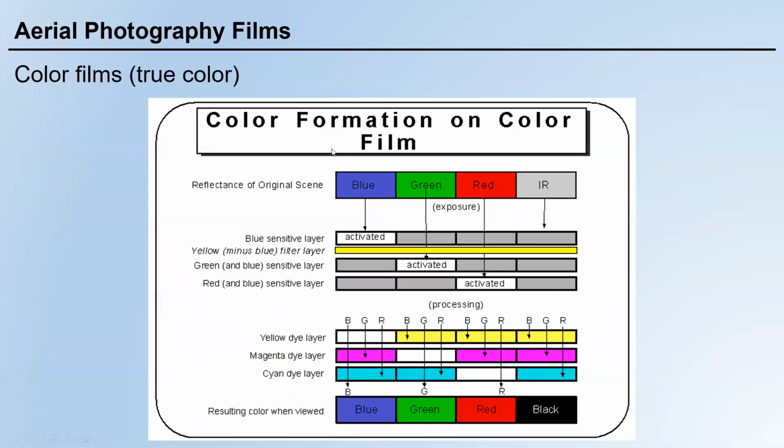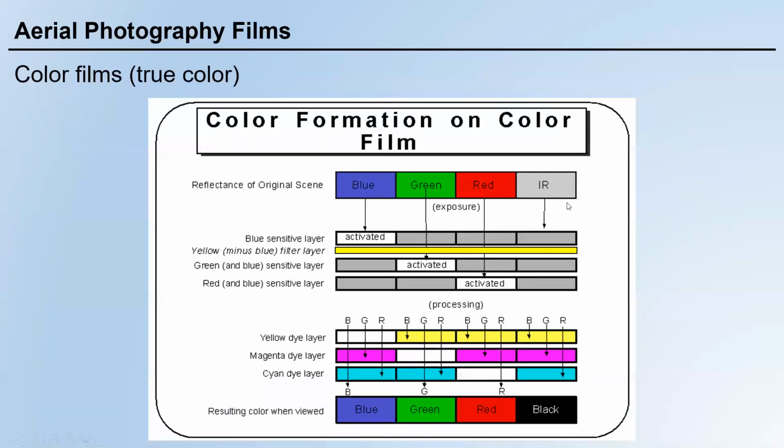And here is the color formation on color film, or true color film, right? Blue light will first activate the blue sensitive layer. The rest of the blue light will be blocked by the yellow filter layer. Then green light is going to activate the green sensitive layer. Red light is going to activate what? The red sensitive layer. Near infrared will not affect the film anymore because there is no specific sensitive layer for infrared, right?